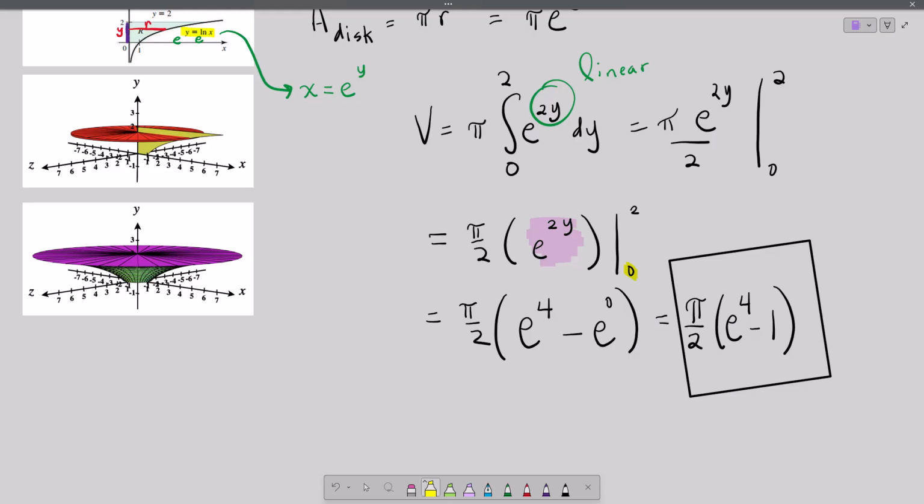Remind me again, why is it that you remove the 2 and then put it into the pi over 2? Just so that the evaluation is as simple as possible. You can always factor a constant out of a derivative, out of a limit, out of an integral, just to simplify it. You can leave it in, of course. You could write it as pi e to the 4th over 2 minus pi e to the 0 over 2. It's just a little easier to get the constants out to the front so you're focusing on the rest. But you don't have to.